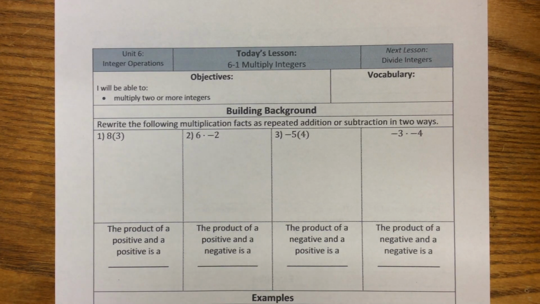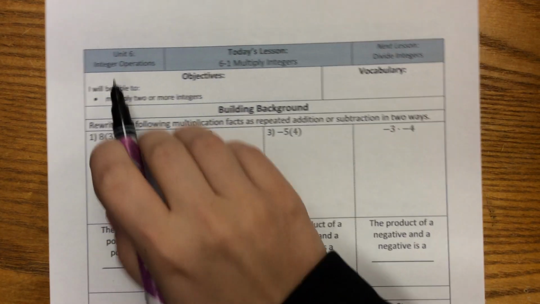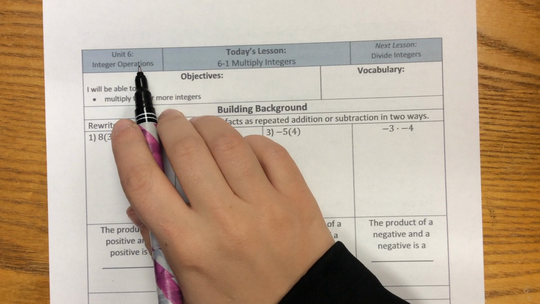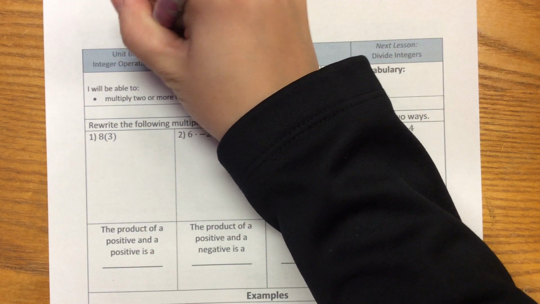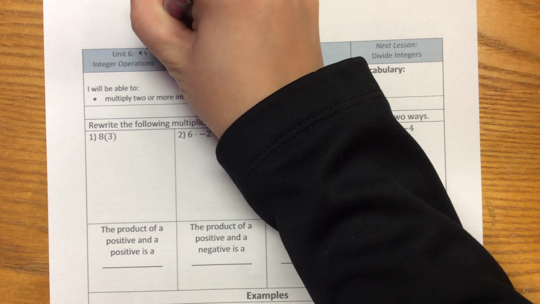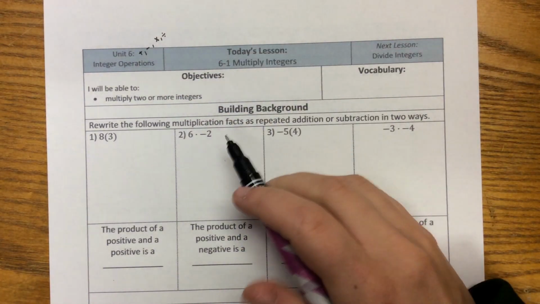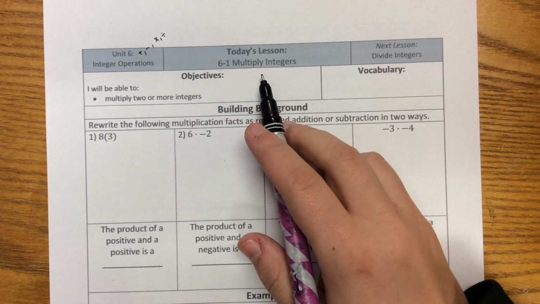All right, welcome to chapter 6. We're going to do integer operations. What that means is we're going to be adding and subtracting, which you've already learned, but we're going to add the multiplying and dividing on. Okay? The first lesson is multiplying integers.